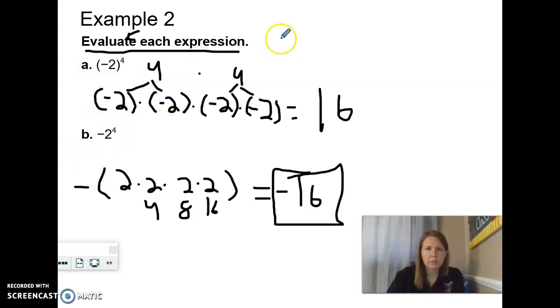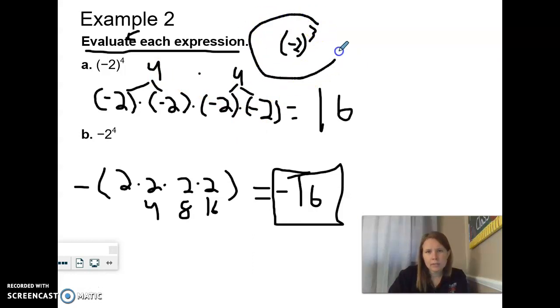Things will change a little bit. If you ever do see negative 2 to the third, think about this. If I just had negative 2 times negative 2, well, that's 4. Multiplied by negative 2, 4 times negative 2 would give you negative 8. So when you have a parentheses and the exponent is odd, your answer will be negative. If your exponent is even, your answer will be positive.